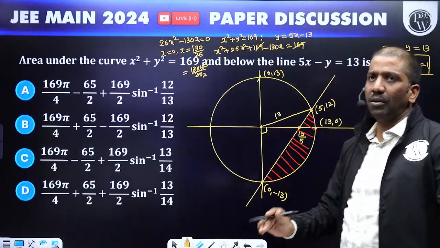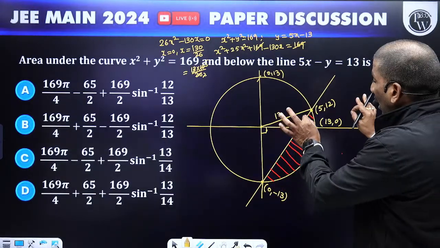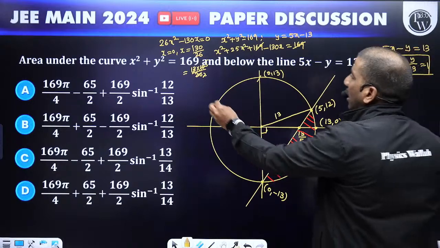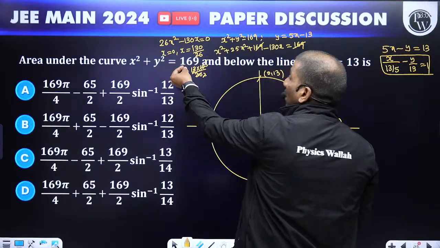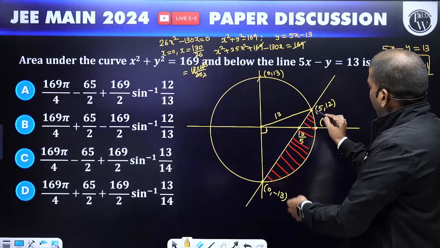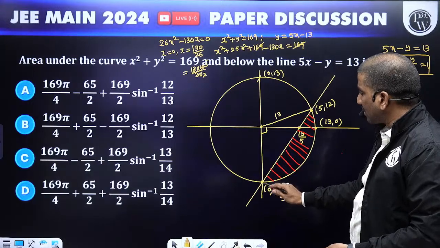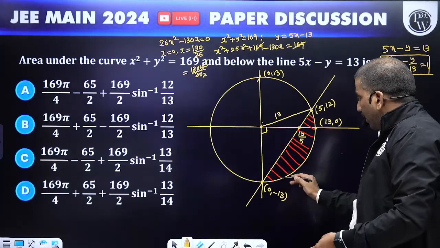Simple method, very simple method. Let us not use integration because integration will be lengthy and we need to apply a lengthy formula, right? So if you want, you can write it. This point is equal to 12, so minus 13 to 12, circle minus line.